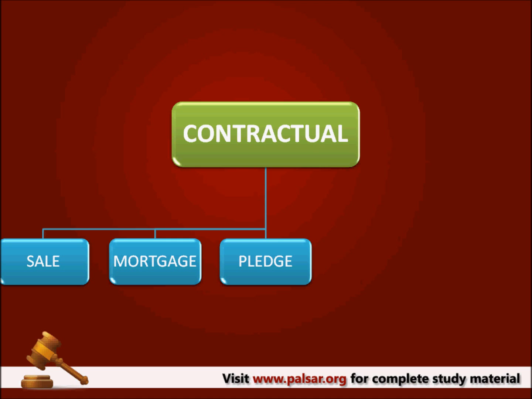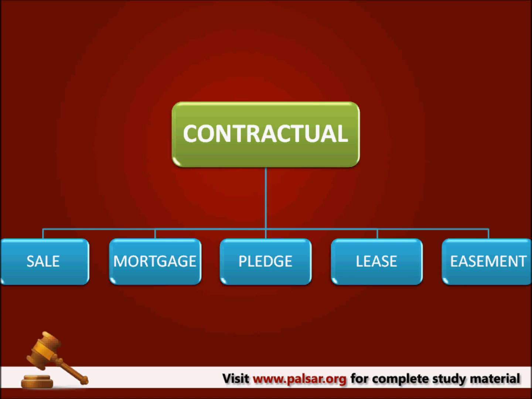The same is the case with mortgage, pledge, lease, or easement. The right of easement can be acquired not only by way of custom, not only by way of law, but also by way of a contract for the beneficial enjoyment of one's own land. If there is a violation of a contract of easement, definitely they can make a claim by filing an appropriate suit.